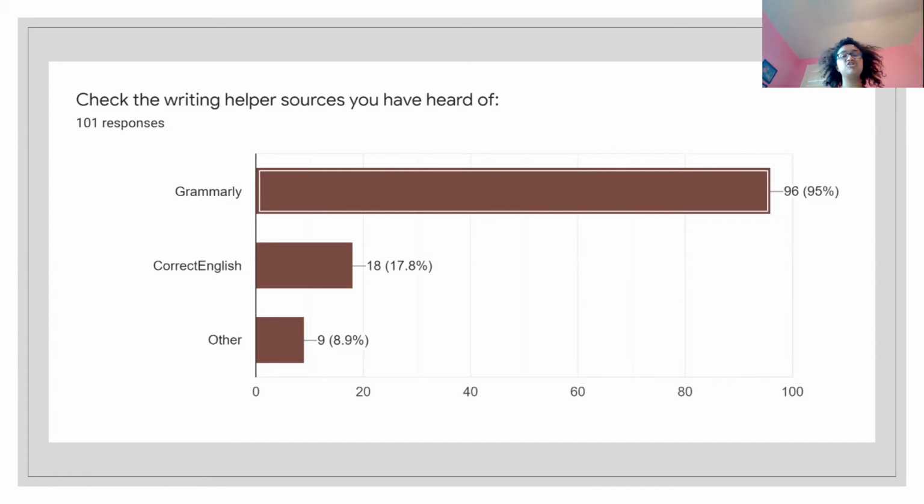This is important because it shows that so many more people have heard of Grammarly that it might appear to be more user-friendly. And thus, if we do decide to purchase Correct English, a lot of people might have trouble using it, it won't be as user-friendly, and thus, this is giving us a hint that maybe Correct English isn't the best software when it comes to a writing helper source.